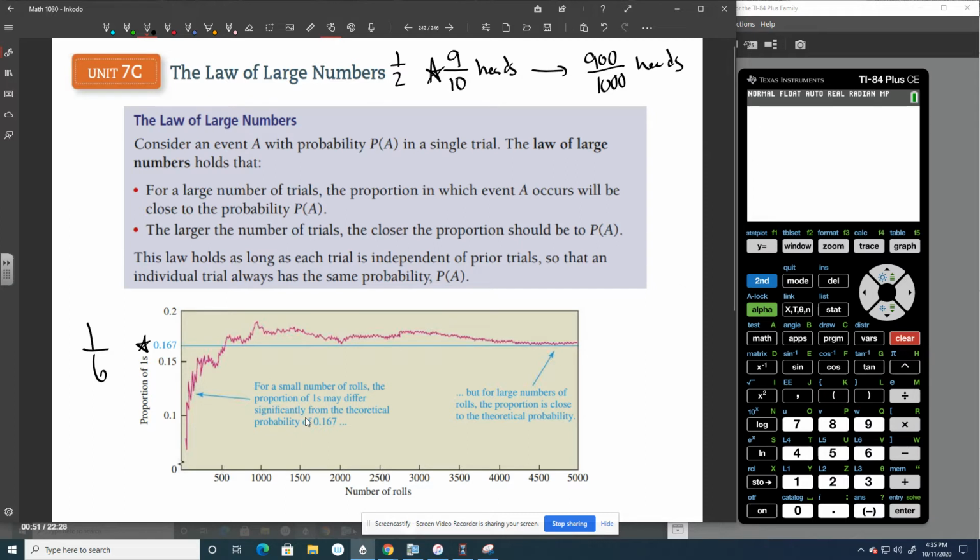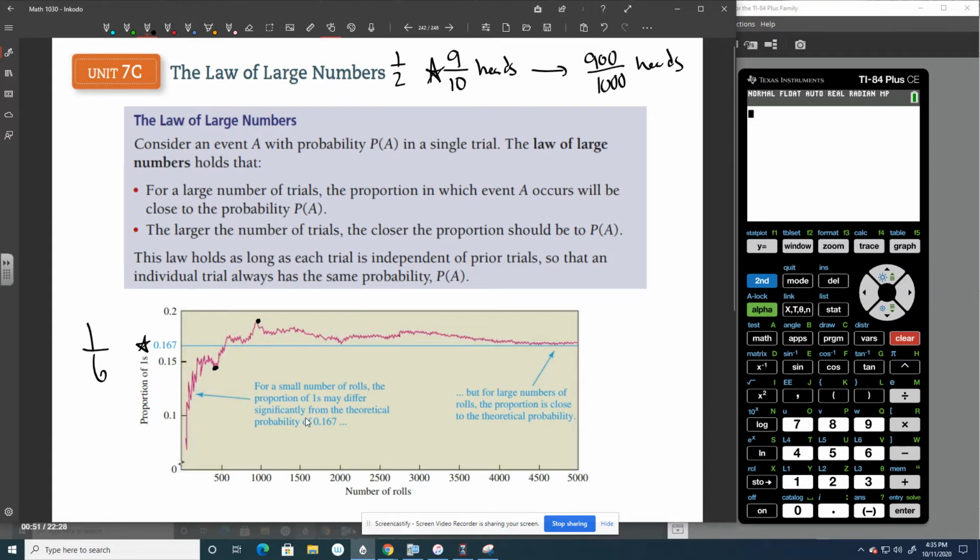And in the first 500 rolls, the probability is a little bit low. It's at like 0.15. So this is like 0.148. So it's a little bit lower than 0.15. And then all of a sudden at 1,000 rolls, we kind of peak and get over the expected probability.